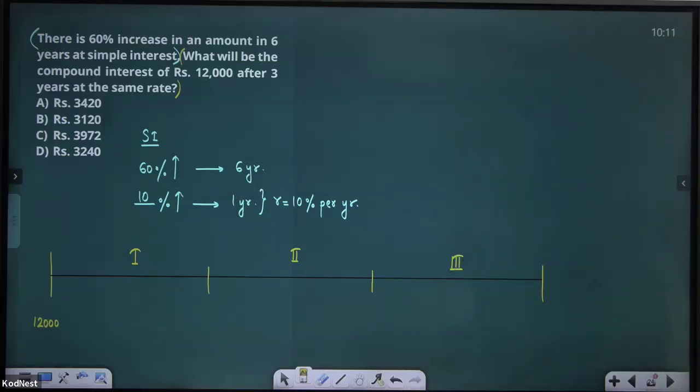Hari Babu, only interest. Don't take the principal. Om Prasad, correct. Sandhya, correct. Kirtan, correct.